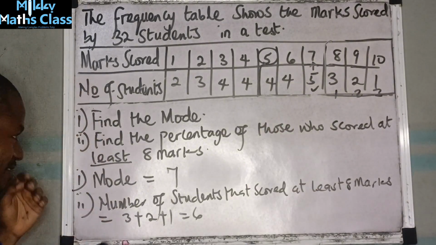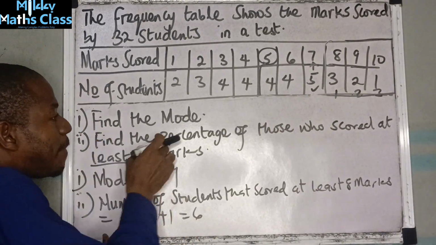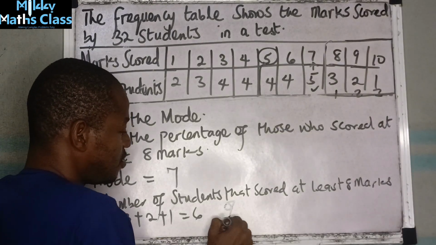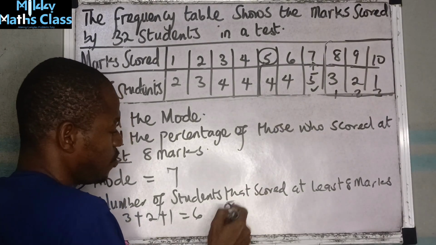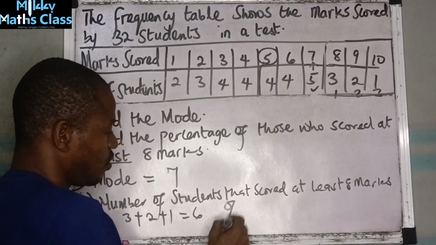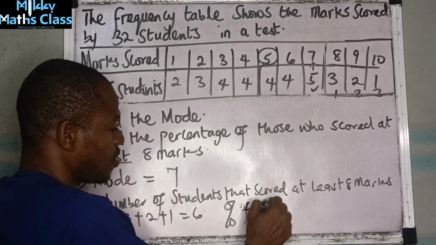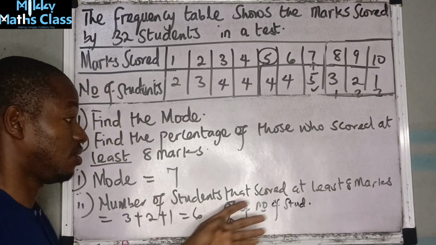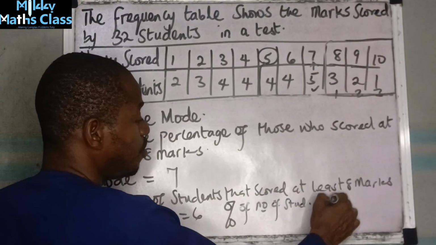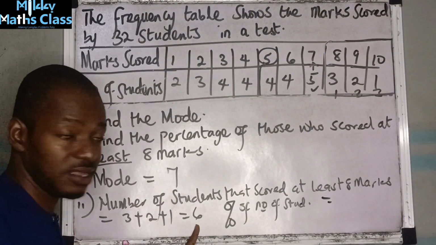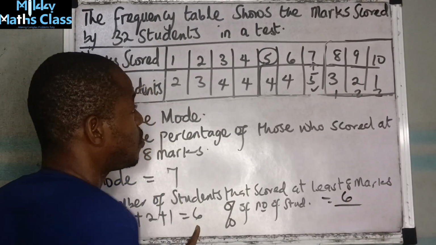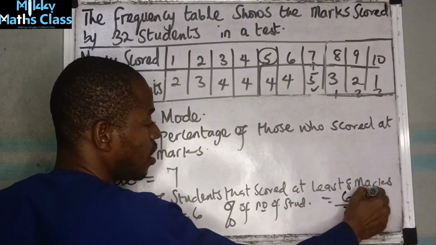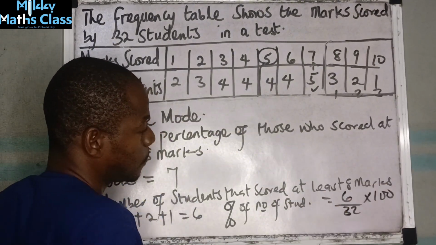Now, we are not interested in the number. We have to find a percentage of those that scored. So the percentage of the number of students that scored at least 8 marks will be equal to how many they are, over the total number of students in the test. That's 32, times 100.